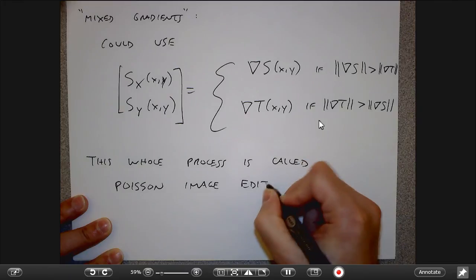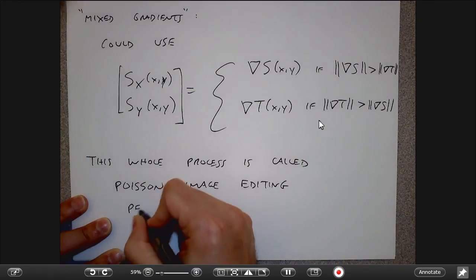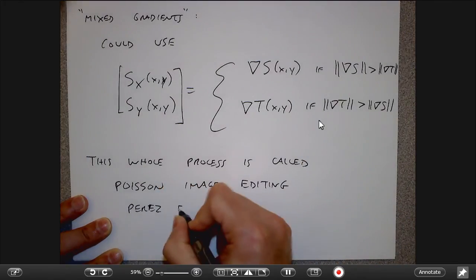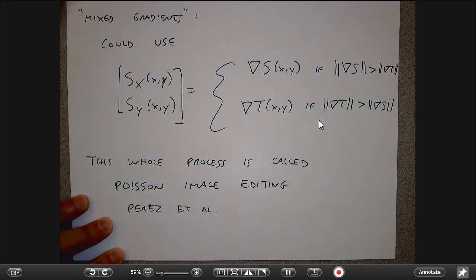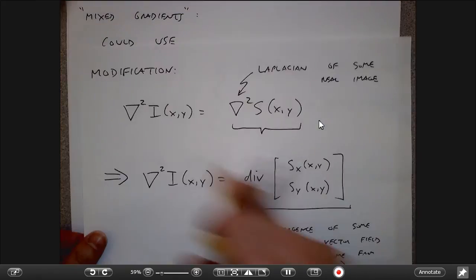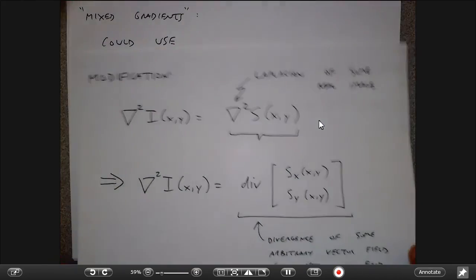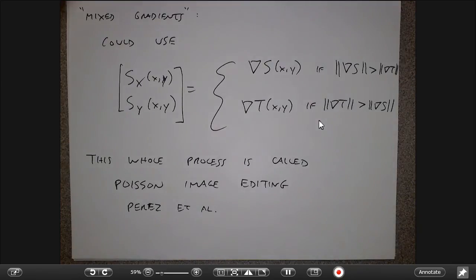And it was an original paper by Pérez. The reason it's called Poisson image editing is that when you have equations that look like this, these are called Poisson equations, right? So the system that I'm trying to solve that came out of solving this variational calculus problem, that's called the Poisson equation. Actually, those of you that have taken some physics, I'm sure you must have seen the heat equation at some point, right?